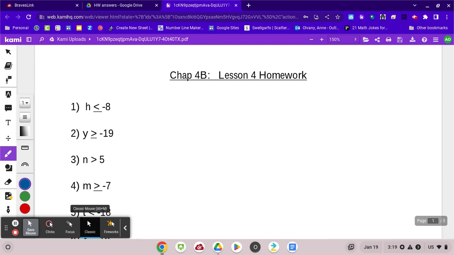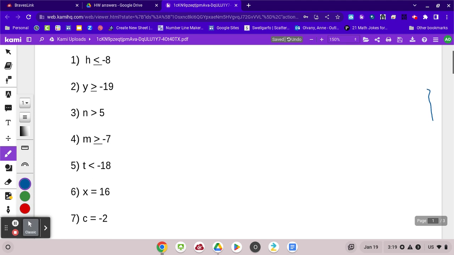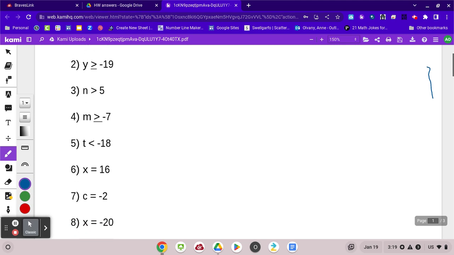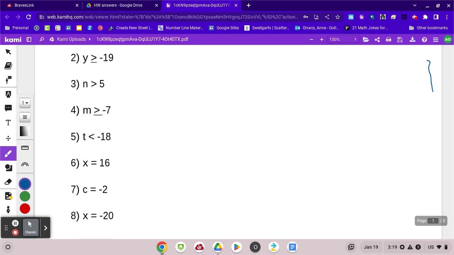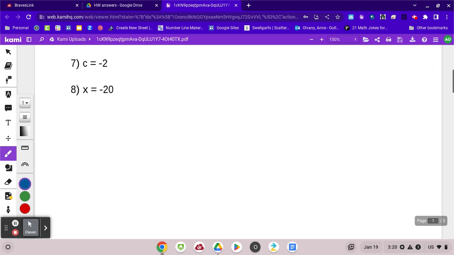So, here are the answers to lesson 4 homework. You can take a look at them and pause this and look to see what you need more, what questions you have. You can pause this at any time, and then I'm going to do the problems so that if you had trouble with something, then you could see how to do it. So, pause, rewind, do what you need to do.